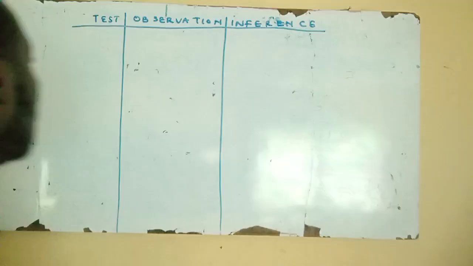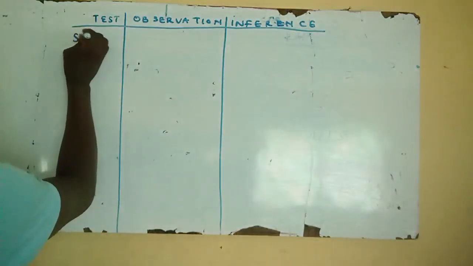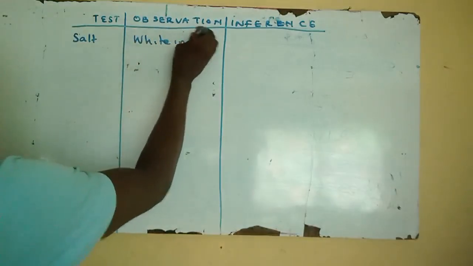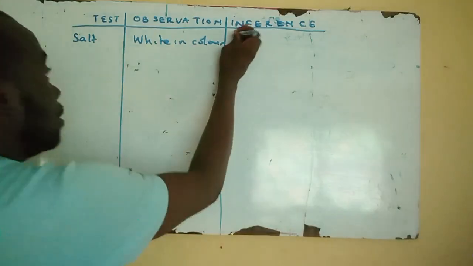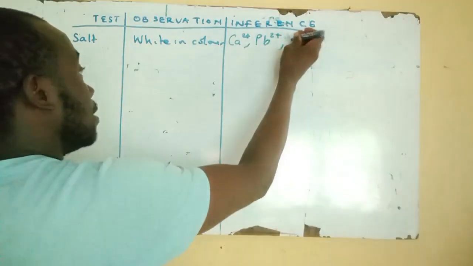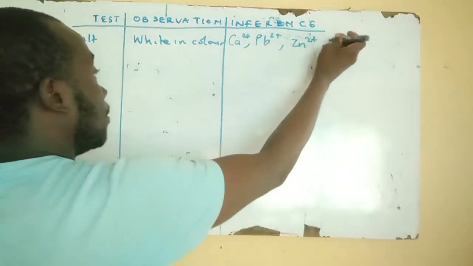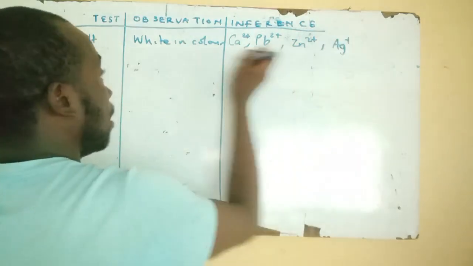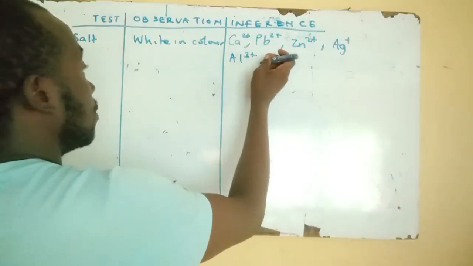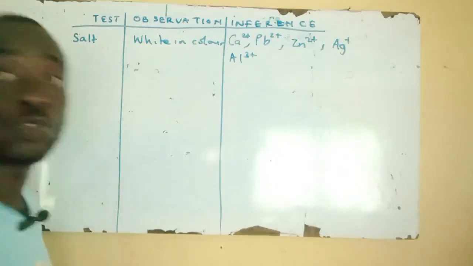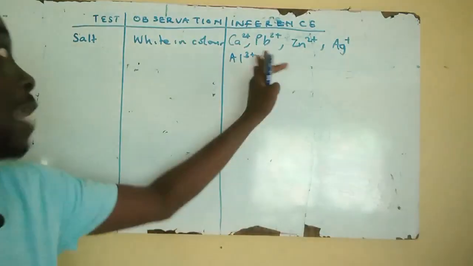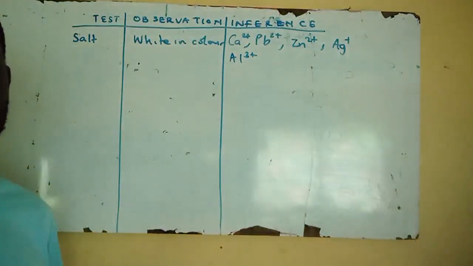So we say that the salt is white in color: Ca2+, Pb2+, which is lead, Zn2+, Ag+, and Al3+. So that's the possibility. Because it is white in color, those are the salts that are whitish in color.